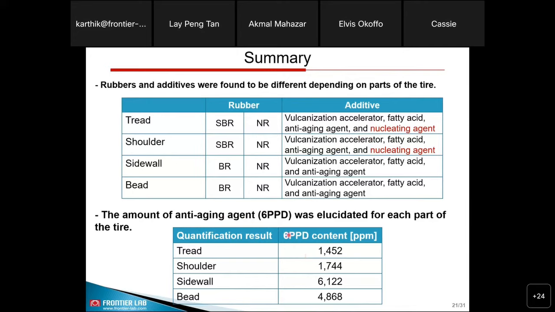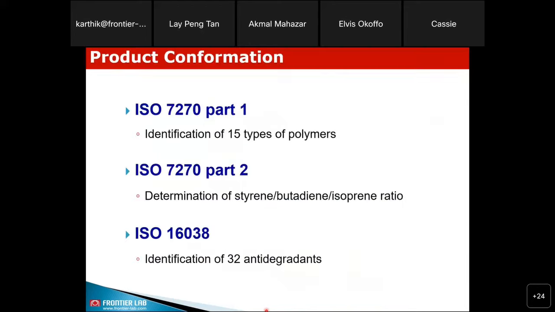That means we have done a qualitative analysis to know the type of rubber used in the different parts of the tire and also the types of additives present in the sample. In addition, we have also done the quantitative analysis of this anti-aging agent in different parts of the tire. So that is one example of the product confirmation analysis.